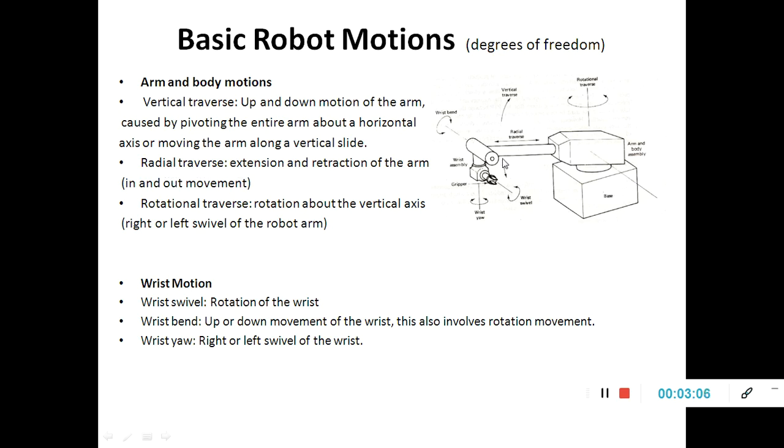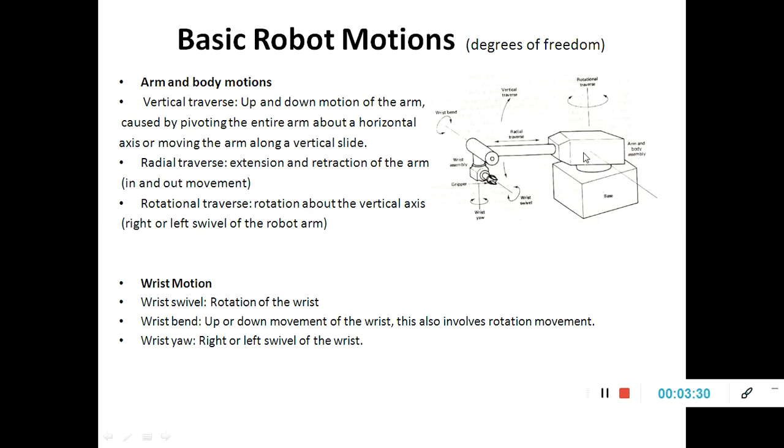Then the second one is the radial traverse. Here, this is the radial traverse. This telescopic arm can be moved in or out from the arm and body assembly. That is the radial traverse. So this arrow indicates the radial movement of the telescopic arm, known as the radial traverse. And the third one is the rotational traverse.